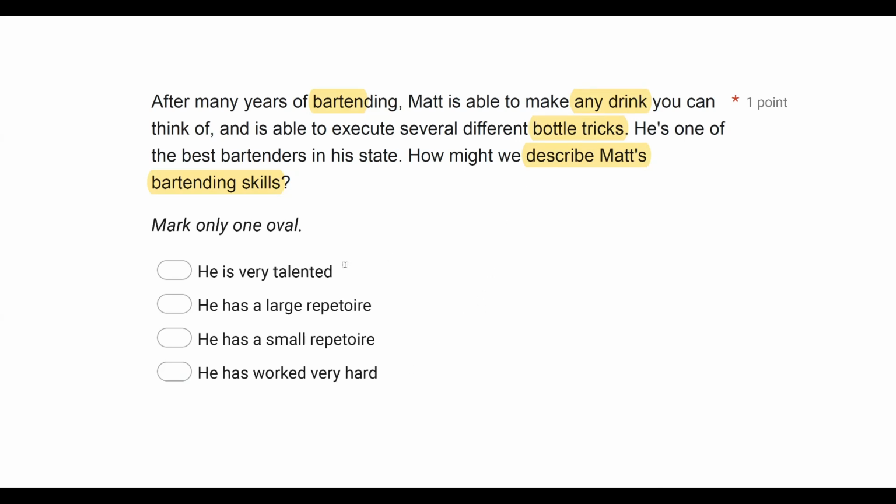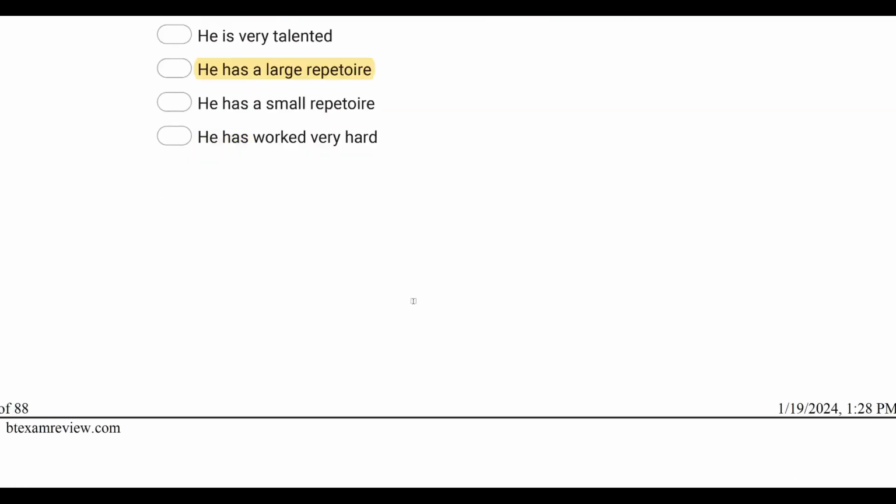Just like A, maybe Matt is super talented and he didn't work hard. Maybe he's just gifted at this. That's a very subjective thing. We're not using terminology when we say he's worked very hard. Very subjective. We want to use ABA ideas that can be measured, that can be quantified. And what we would say is Matt has a very large repertoire of bartending skills.